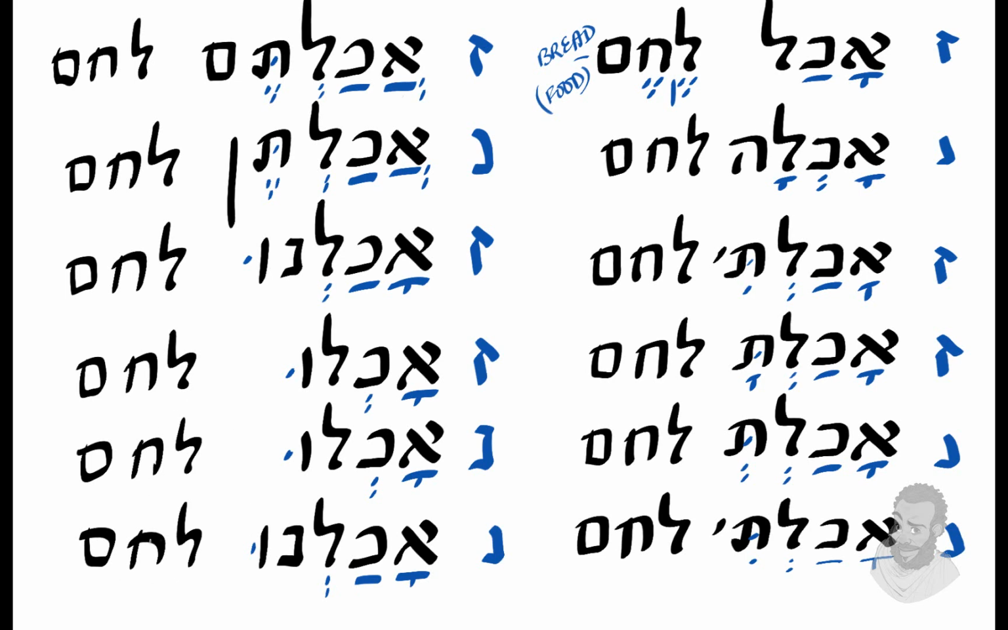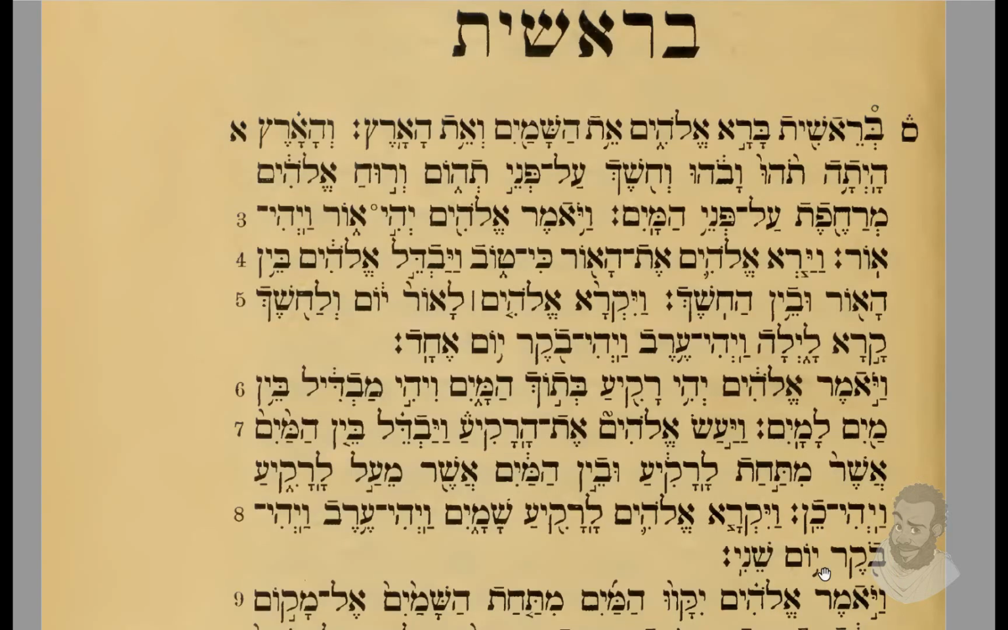Okay. Let's move on. Here, I have a passage. Bereshith bara Elohim et hashamayim ve et haaretz. Again, Bereshith bara Elohim et hashamayim ve et haaretz.